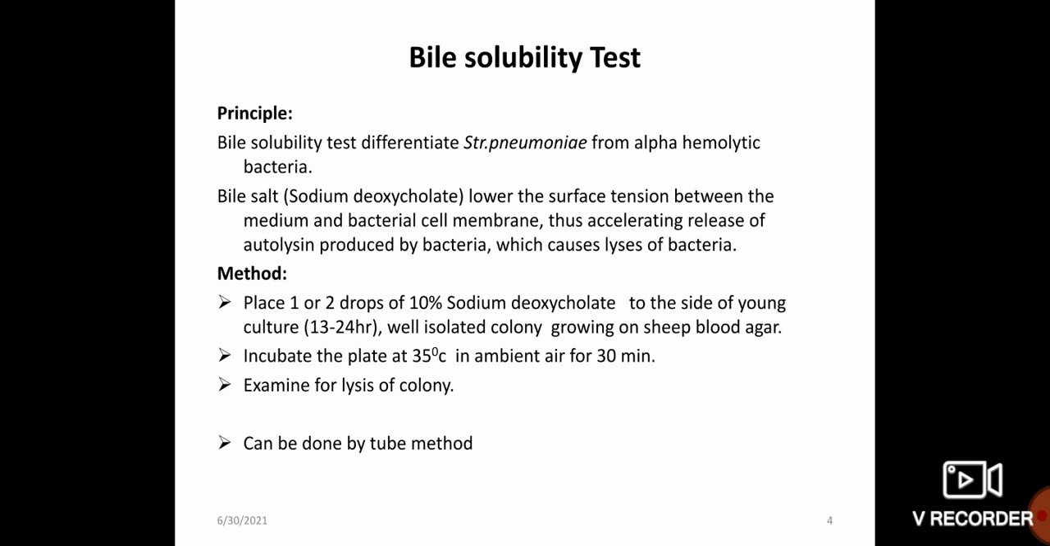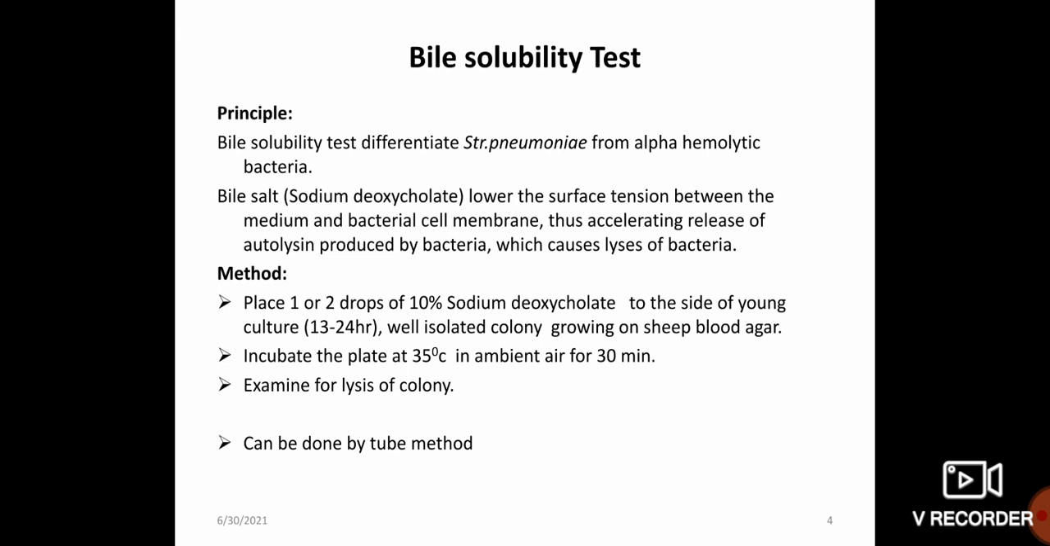So here, bile salt or sodium desoxycholate 10% we will take in the solution form, and then we'll drop it over the well isolated alpha hemolytic colony, and then without turning that plate we'll close the lid and keep it in the incubator at about 35 degrees Celsius for about half an hour. After that we have to see the clearing of the bacterial colony. If there is no colony, only that hemolysis left out, then we'll say it is positive. Suppose colonies are intact, then we will say bile solubility test is negative.